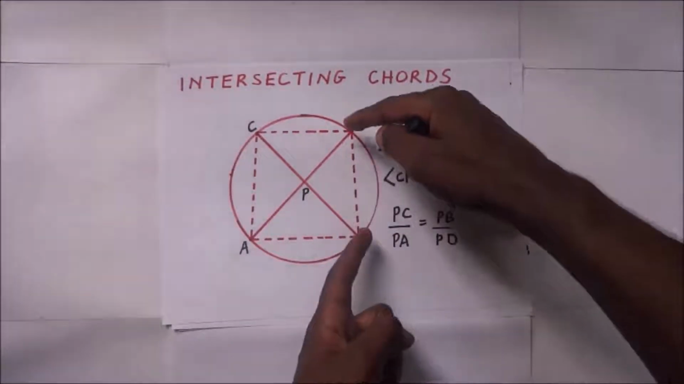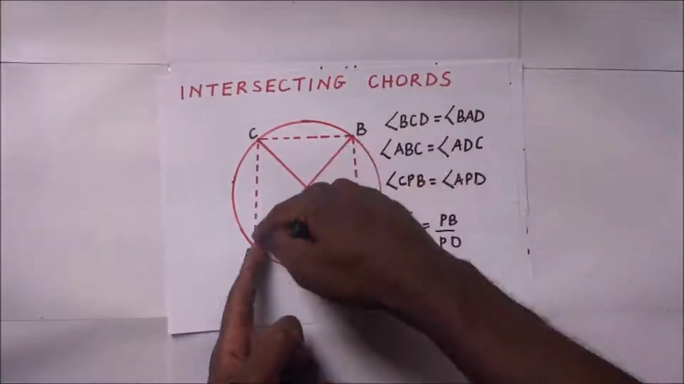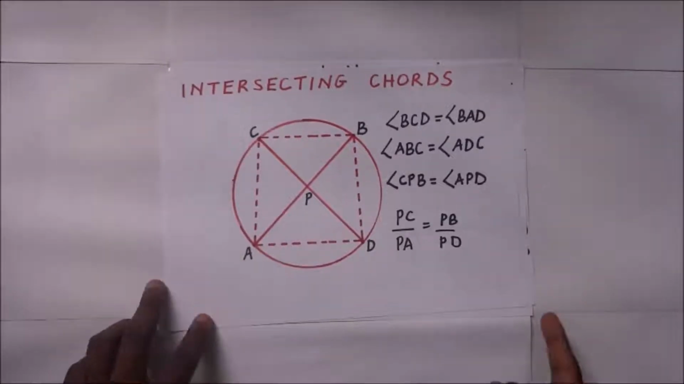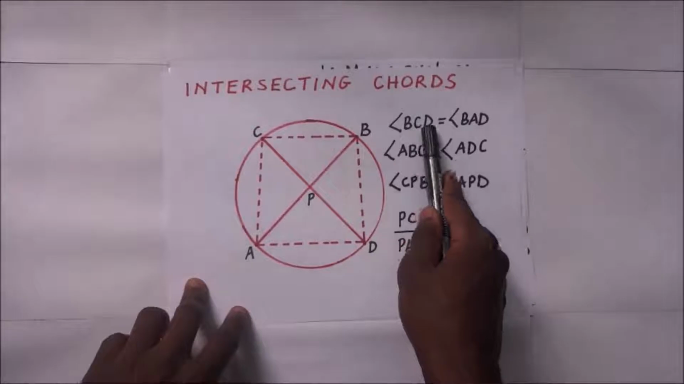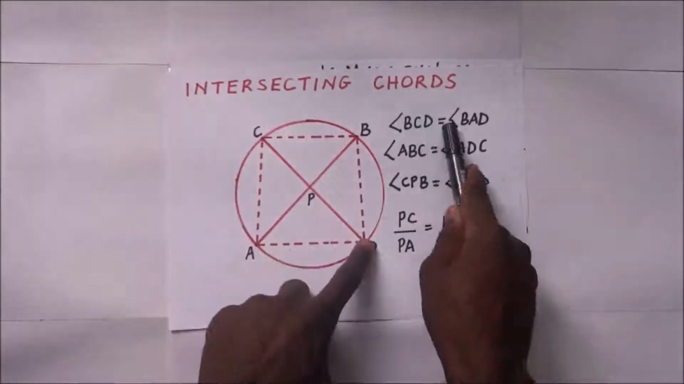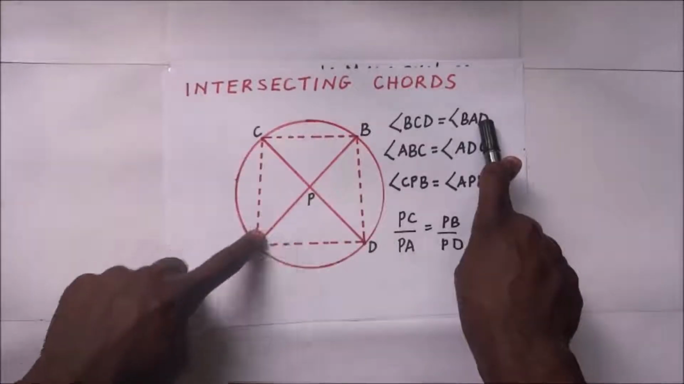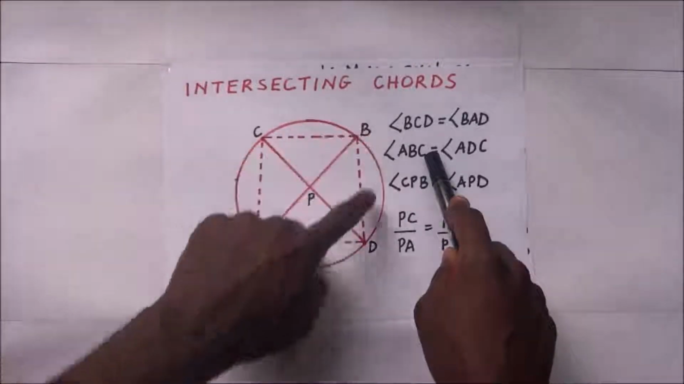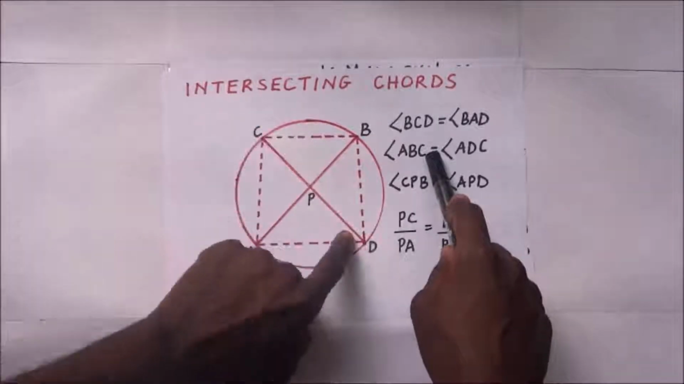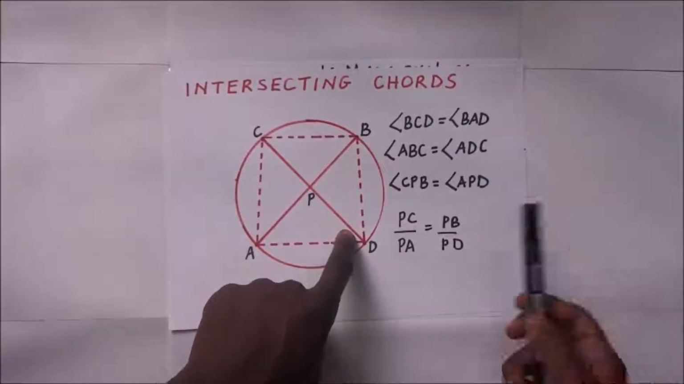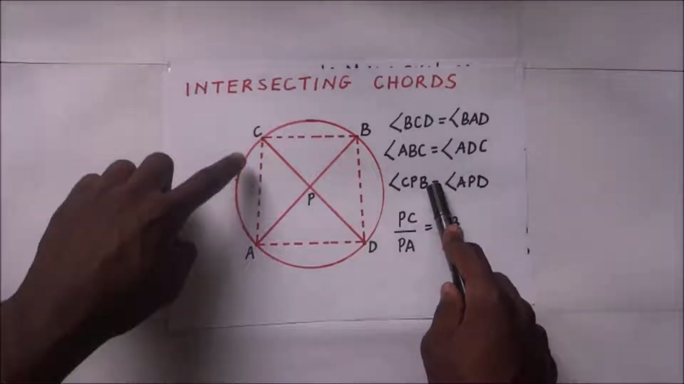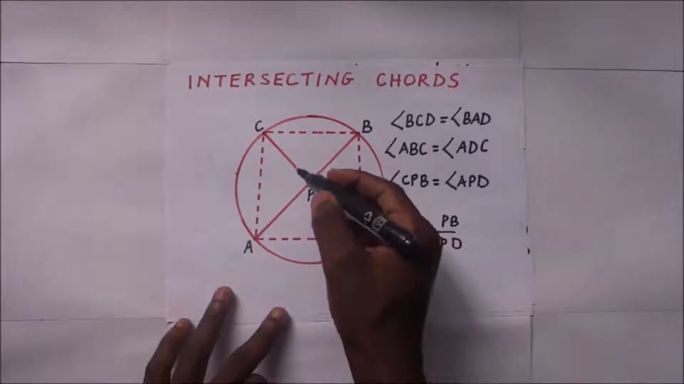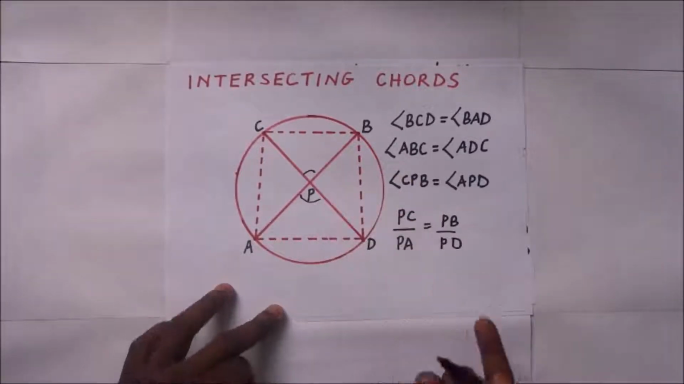It is the same with this chord. It is subtending an angle there. It is subtending an angle there. So it means that this angle and that angle are the same as well. So this seeks to explain that BCD, which we've just talked about, is equal to BAD. These two are the same. Also ABC is the same as ADC. Then we have CPB is equal to APD. These two angles are also the same because they are vertically opposite angles.